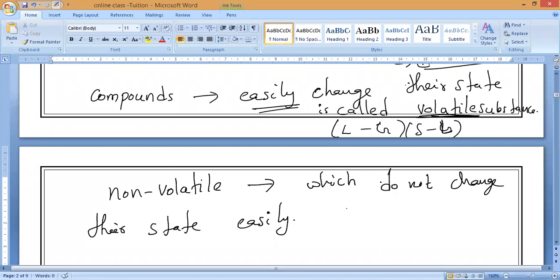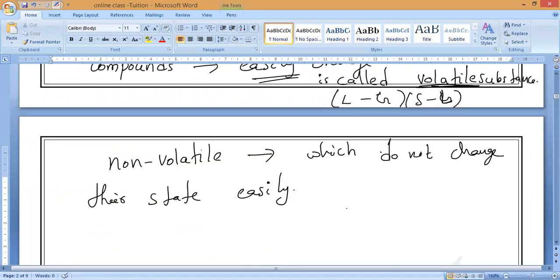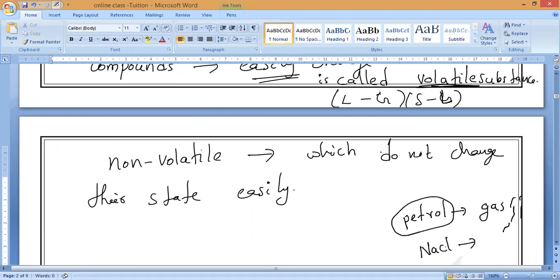Very important. You want an example also, I will say. For example, petrol. If you keep petrol in an open area, it changes into a gaseous state. While you are filling your tank also, you can see fumes going upward because it is a volatile substance. But if you take salt, NaCl, and expose it to the atmosphere, it will remain in a solid state only. Yes or no, guys?